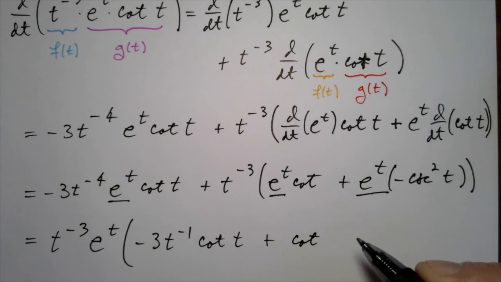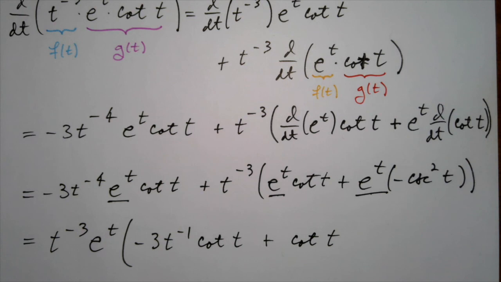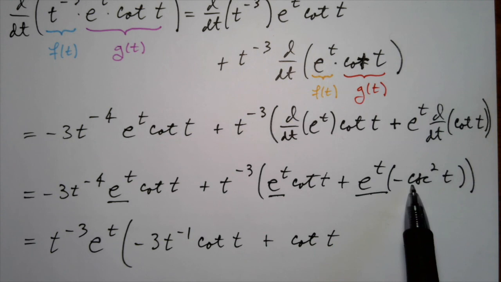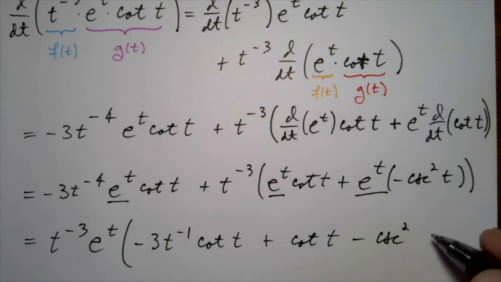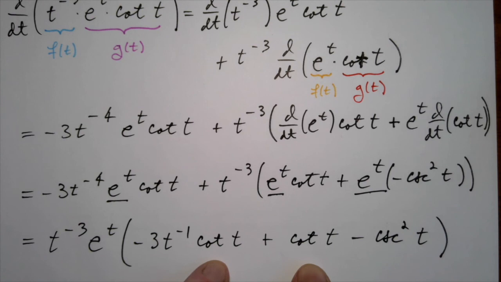Well, it looks like my variable t was missing up here. That should have been cotangent of t. Oof, tough problem for notation. Sorry about that. And then finally, we already have t to the minus 3 and e to the t, but we have minus cosecant squared as well. So there you have it. There's your final answer. If you wanted to, you could write this as minus 3 cotangent over t, or you could factor out the cotangent from these two terms. I don't think that really helps anything. I think this is perfectly good.